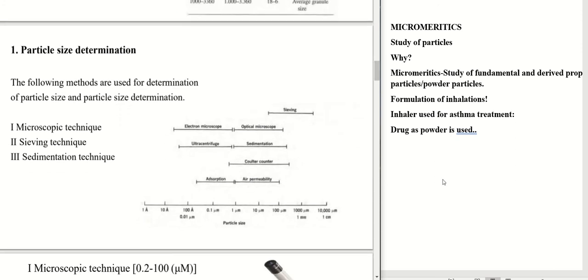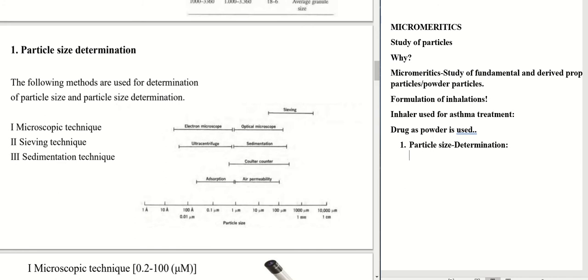Now we are discussing particle size determination. Is it really important, and how is it important for a pharmacist? To determine the particle size of the given powder sample, we have three techniques. The first one is the microscopic technique, the second one is the sieving technique, and the third one is the sedimentation technique. There are many other techniques which we are going to see now.